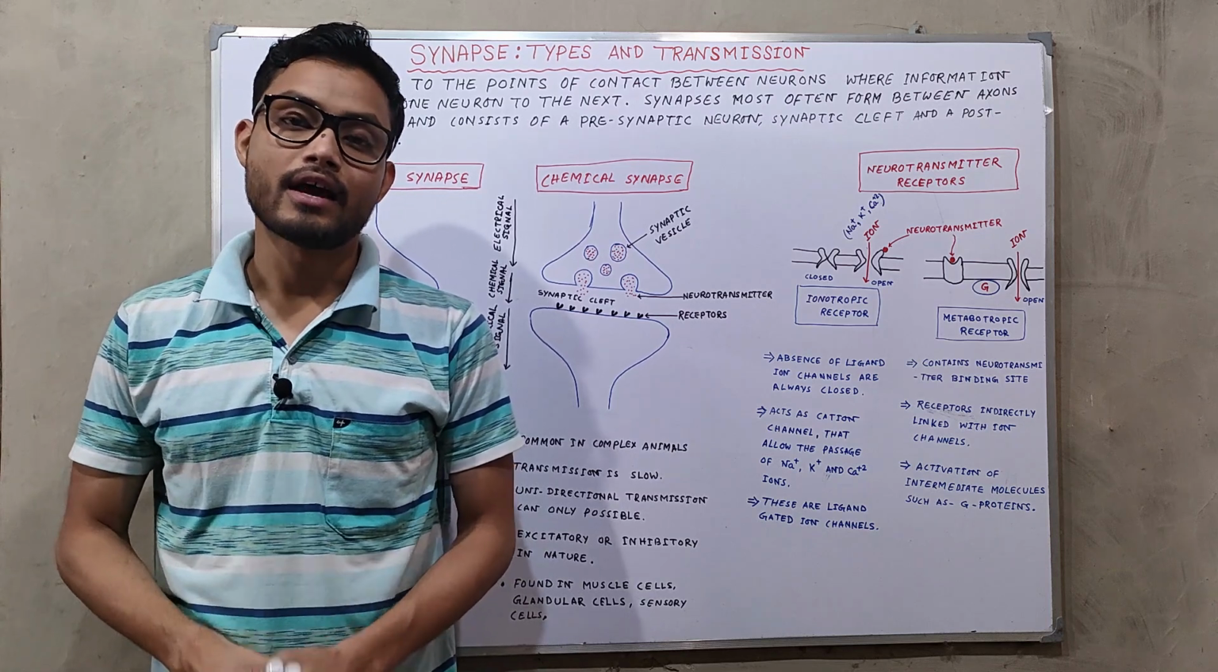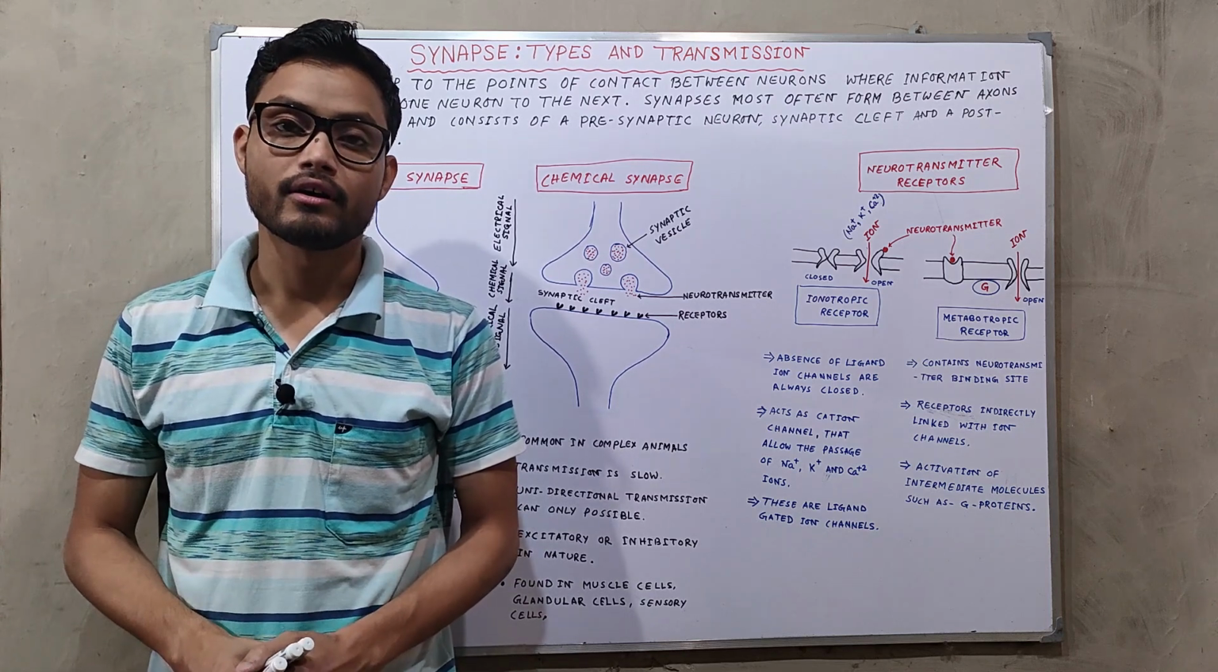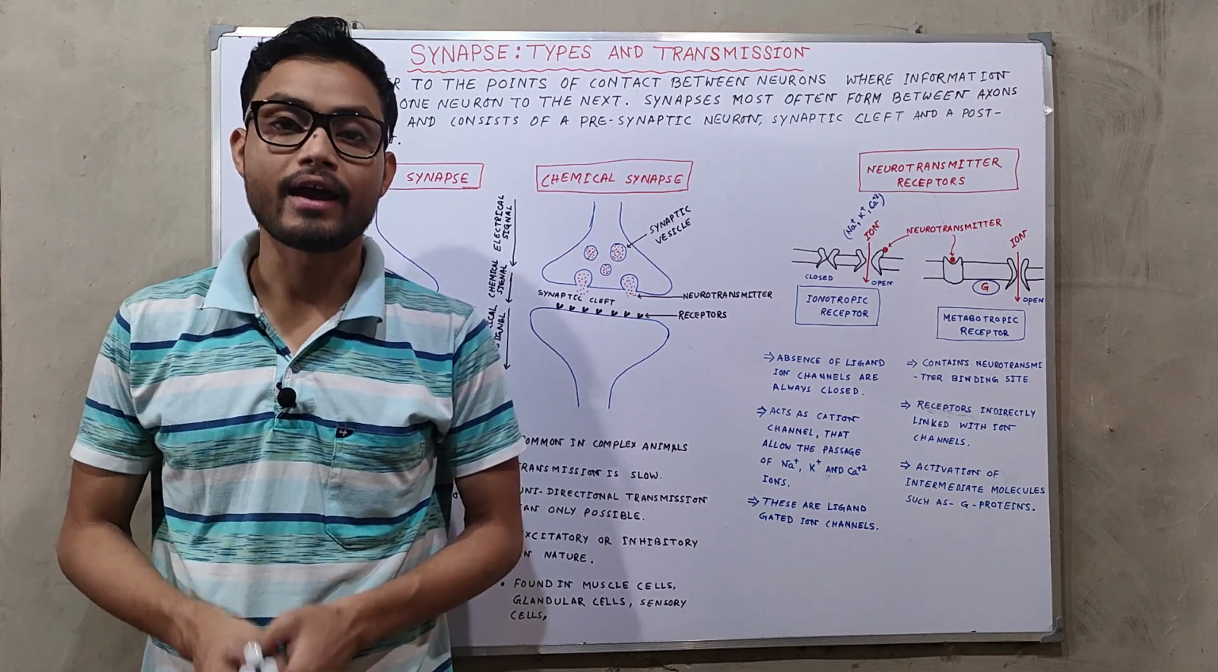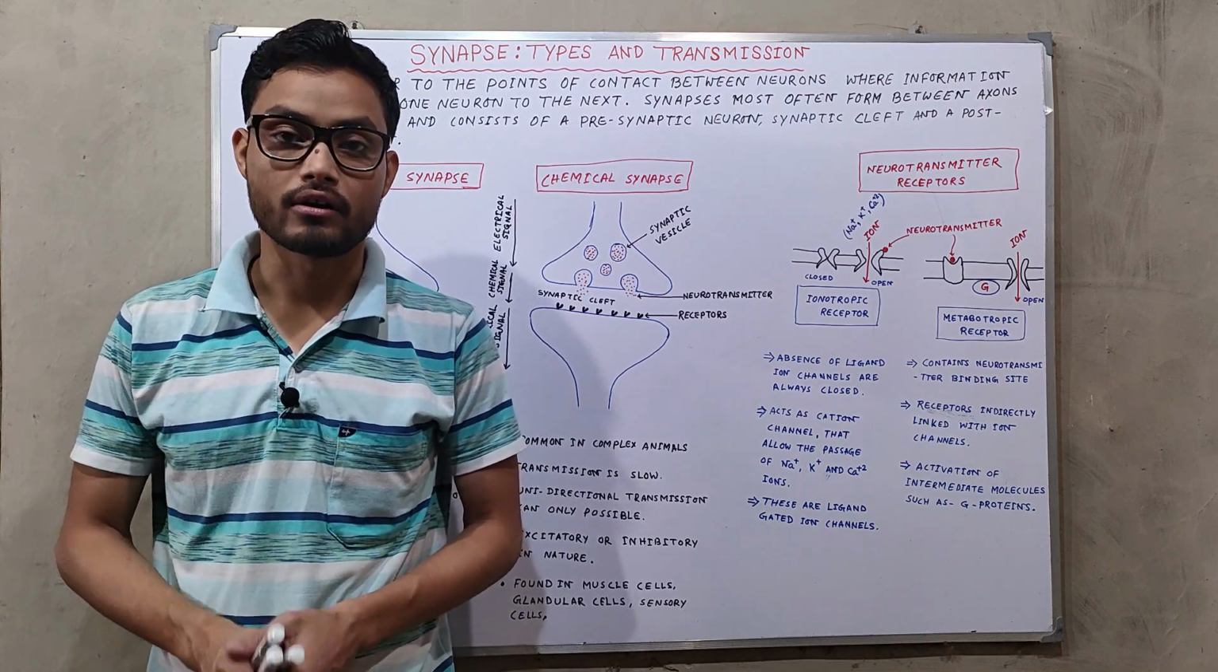Synapse. Synapse is a region where one neuron ends and the starting of another neuron occurs.